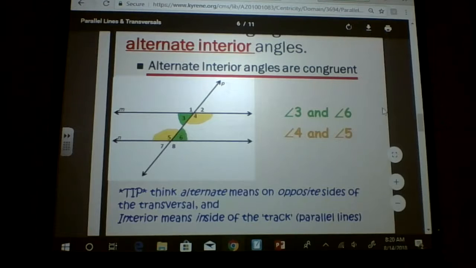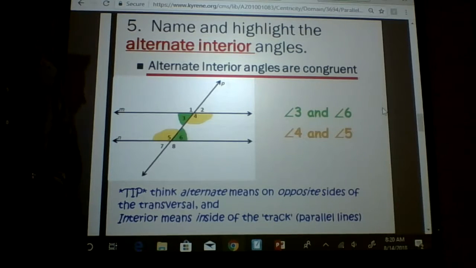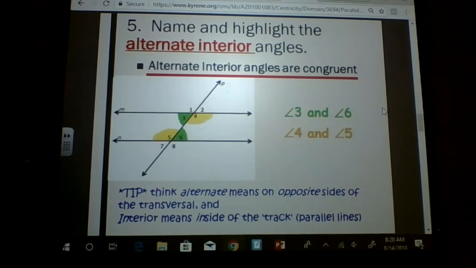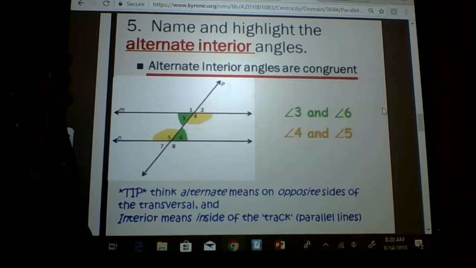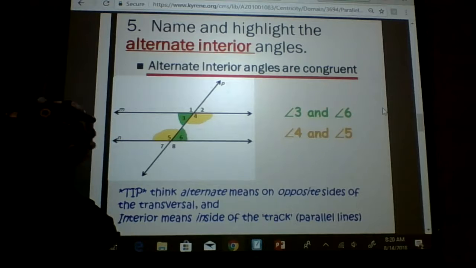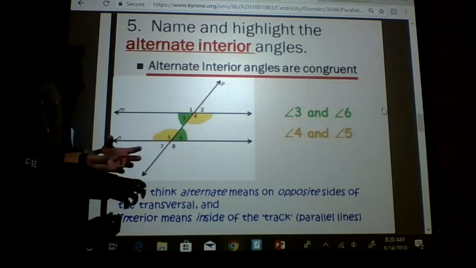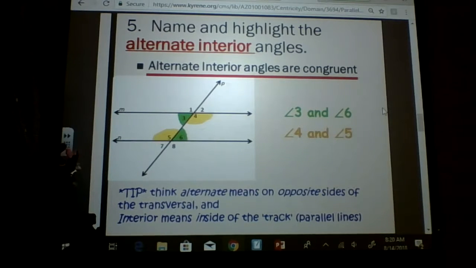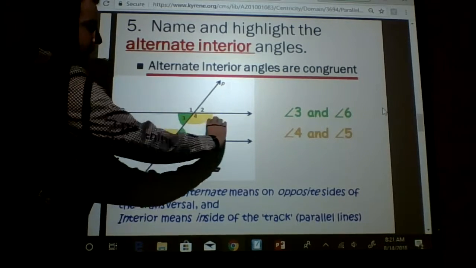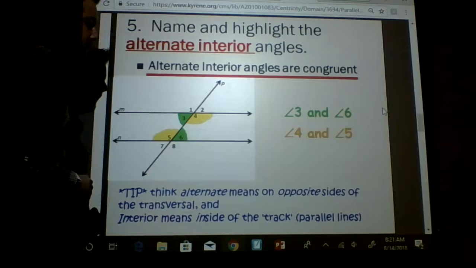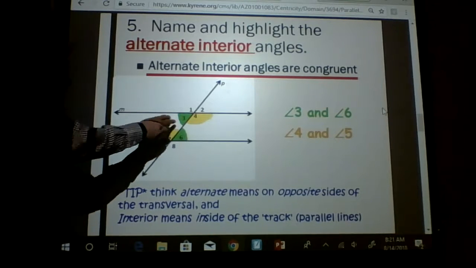Okay, alternate interior. So in alternate interior angles, the interior means what? Inside of something. We talk about interior decorating, interior design. We're talking about inside the house. Well, the same thing happens here. If you have interior angles, it's everything inside these two lines right here. So we're only looking right in here. So that only leaves us with these 4 angles.